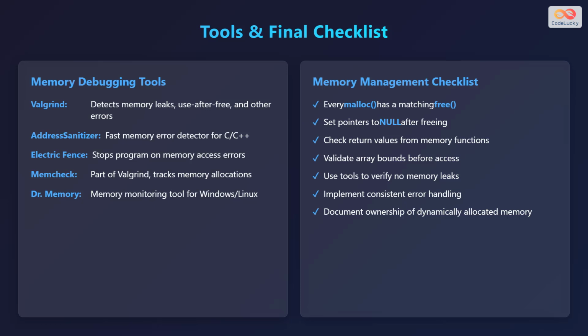Ensure that every malloc has a matching free. Set pointers to null after freeing them. Check the return values from memory allocation functions. Validate array bounds before accessing them. Use tools to verify that there are no memory leaks. Implement consistent error handling. Document the ownership of dynamically allocated memory.